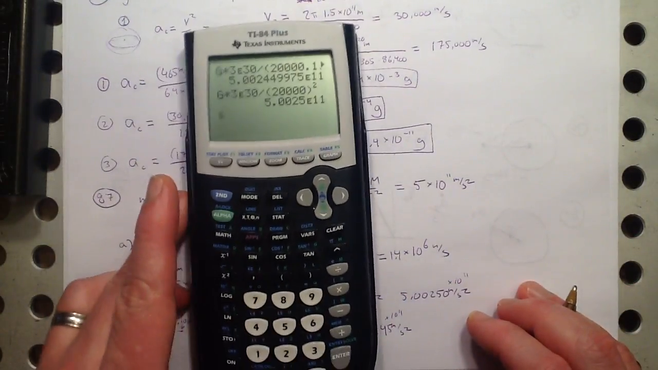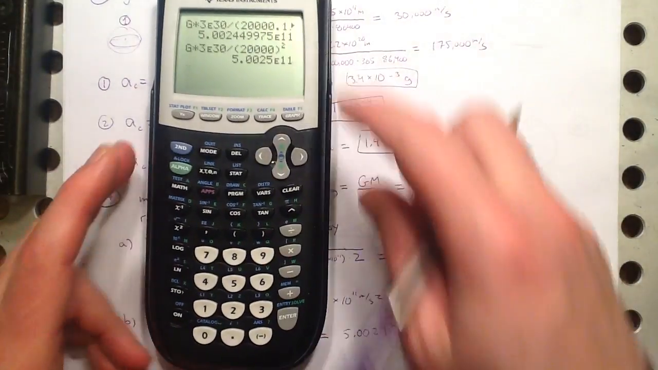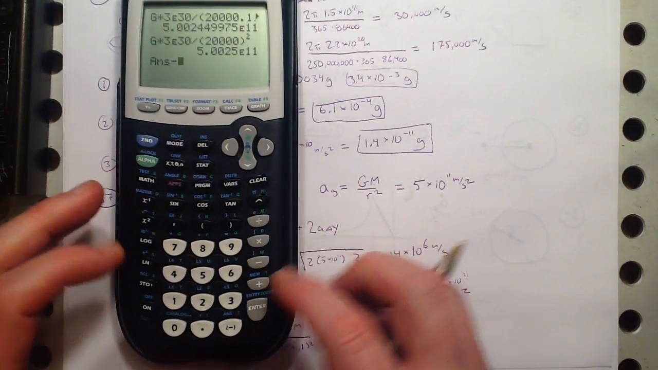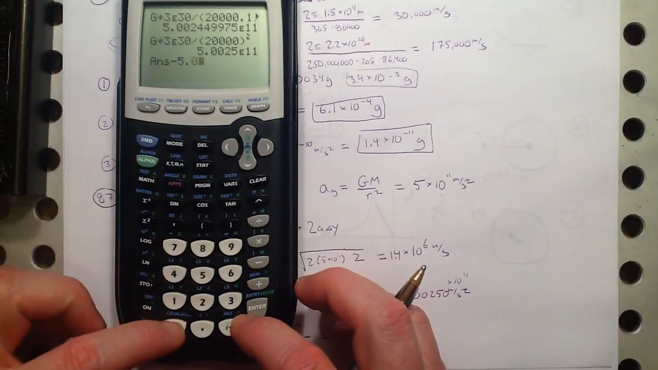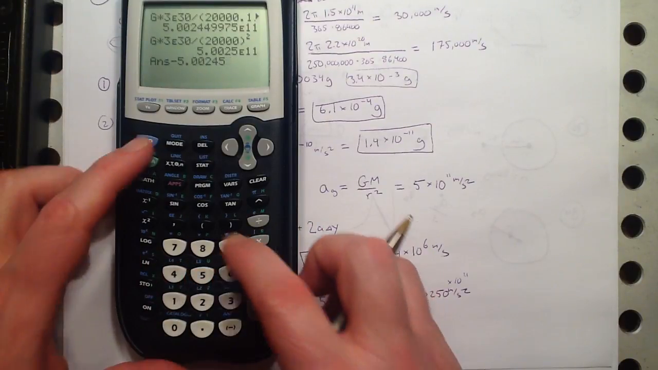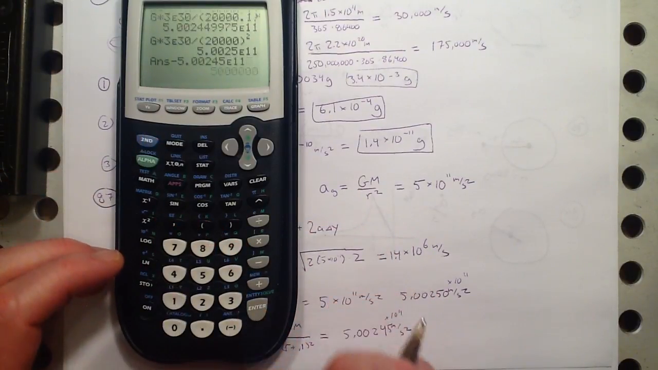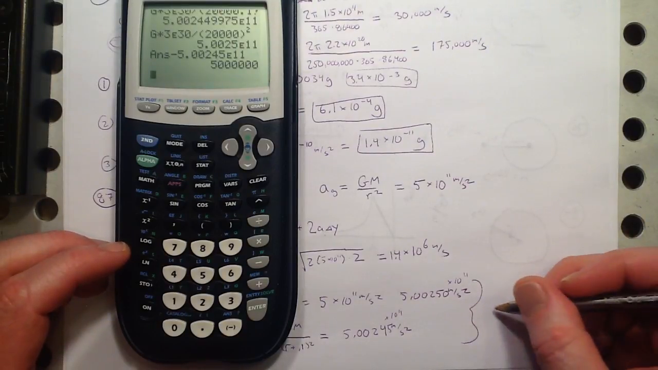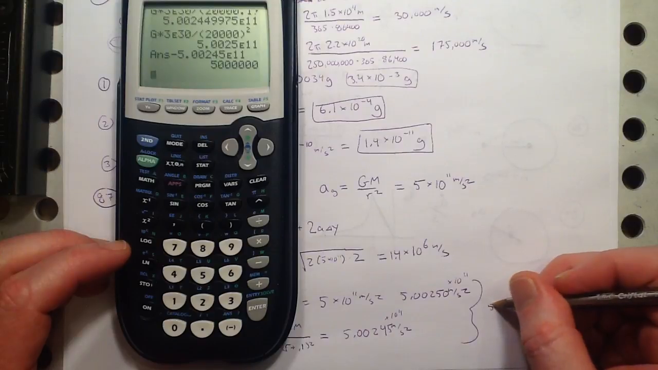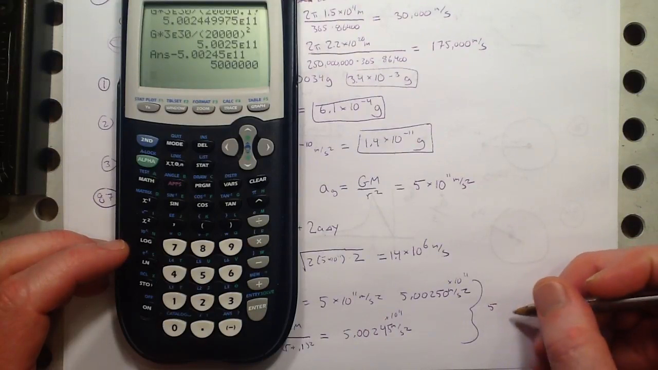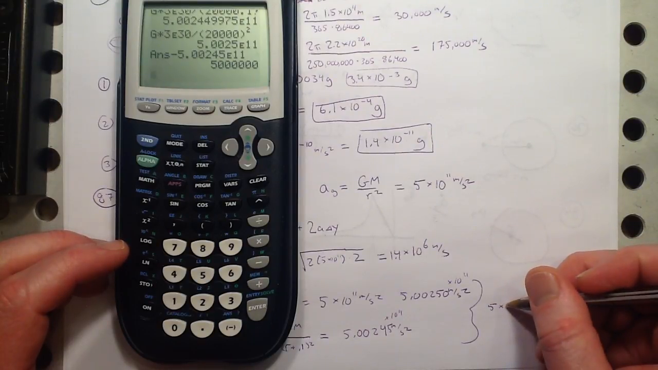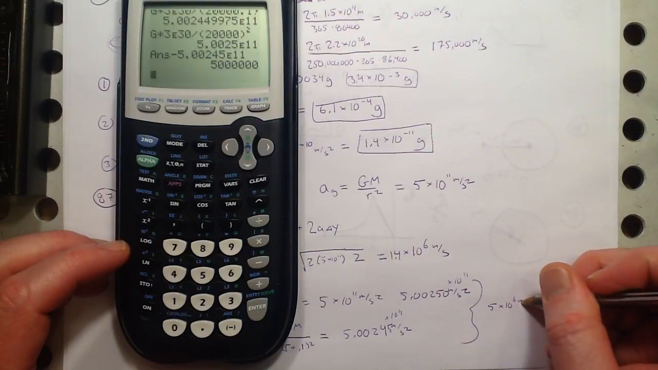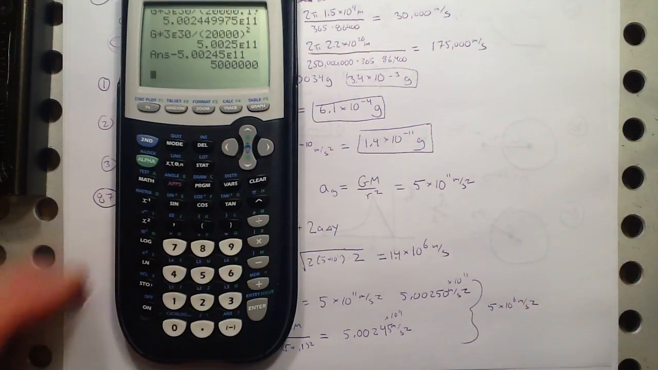So what is the difference between those? You take this number here and you subtract 5.00245 times 10 to the 11th. Well, that's a difference of 5 million meters per second squared. So that's pretty massive difference.